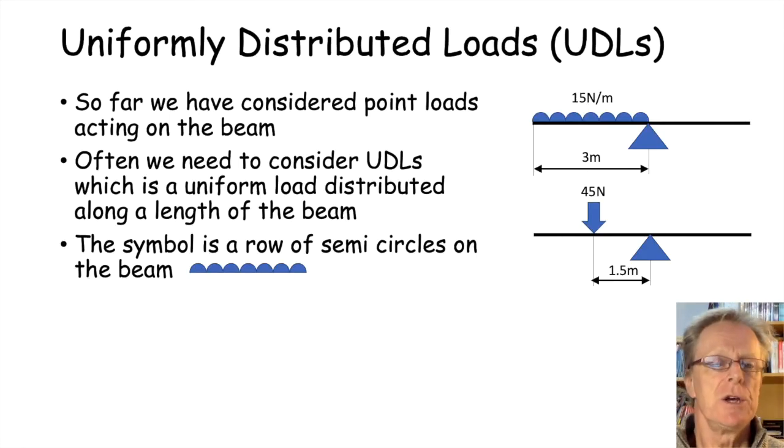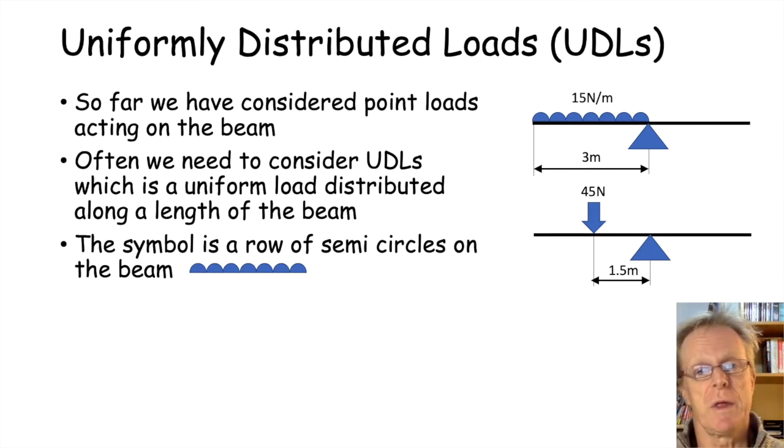Okay, so uniformly distributed loads. Now, so far we've only considered point loads on the beam. We consider the load to be acting on a particular point on the beam. And often we need to consider UDLs, uniformly distributed loads, which is a load distributed along the length of the beam. In some situations that could be, for example, the weight of the beam itself, or if you've got a vehicle, a uniformly distributed load in the load area of the vehicle.